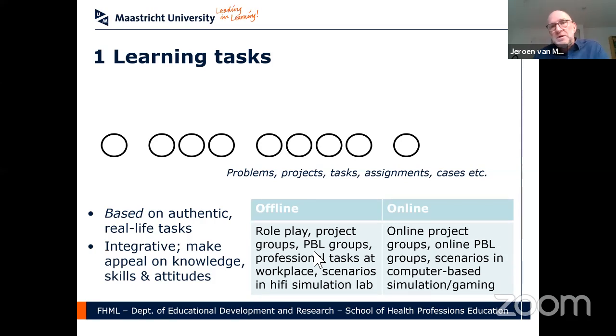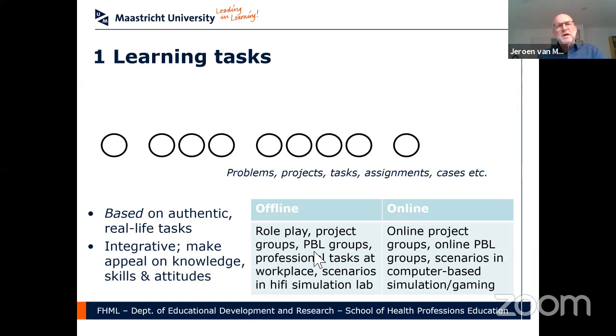But the difference is how they are delivered. Are they delivered face-to-face or in an online environment? And today you will also be put in smaller groups to work on a task, being an example of online working on learning tasks.